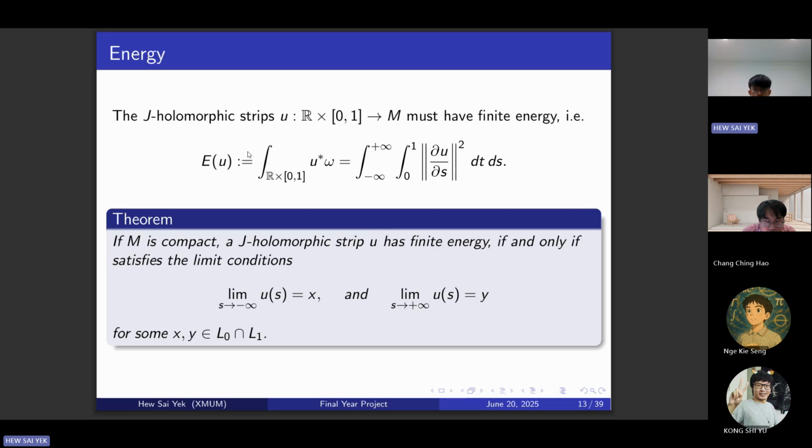So we want some additional property. We define the energy, and the energy must be finite. So if M is compact, a J-holomorphic strip has finite energy if and only if it connects two critical points of the Morse function.